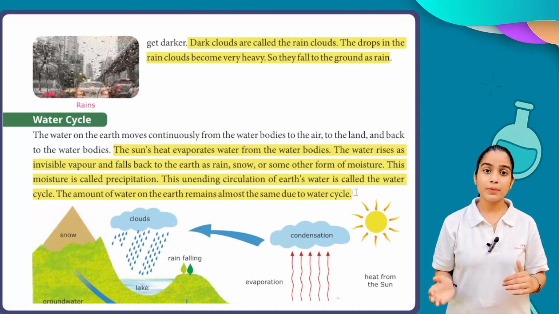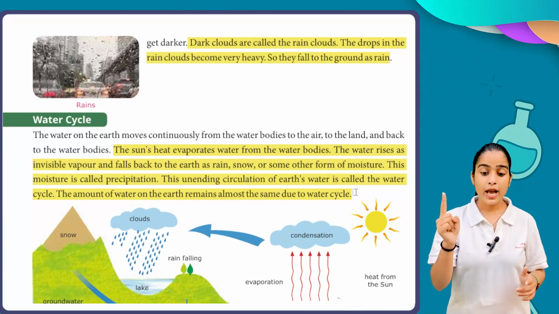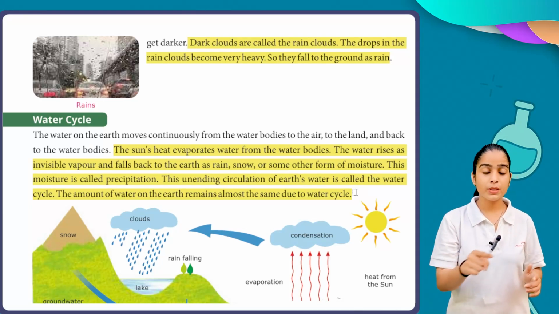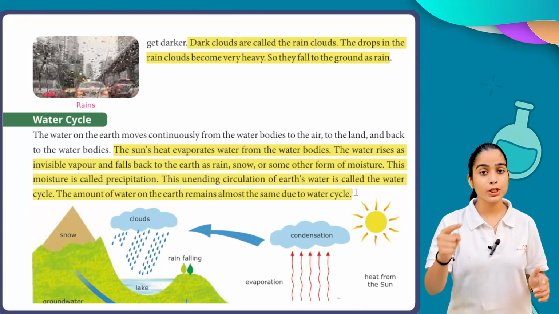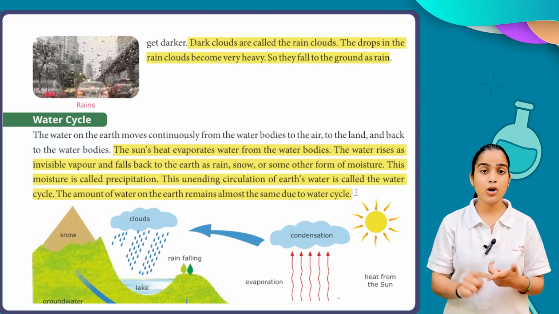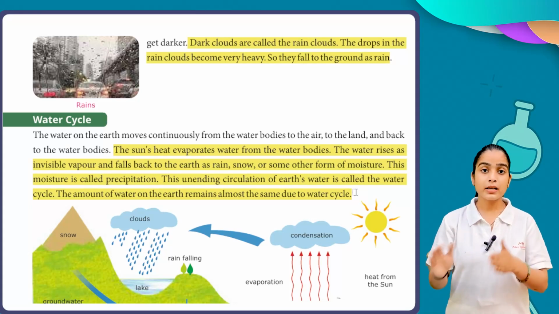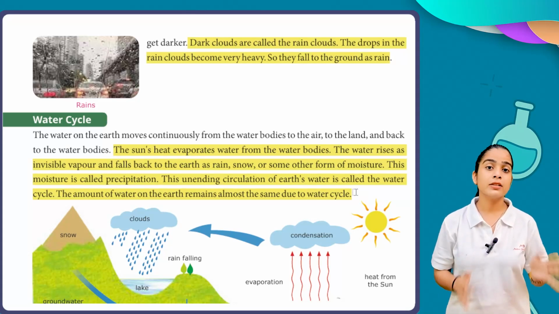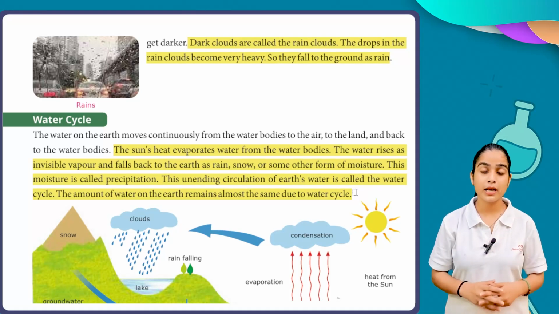So first we understand the process. First we have evaporation, further it will be converted into clouds, which means condensation, then further it will be converted into rain, and further it will be transferred into the rivers, ponds, lakes, and groundwater as well. So this cycle repeats again and again. That is why we call it the water cycle. And with the help of this water cycle, the amount of water remains the same on the earth.